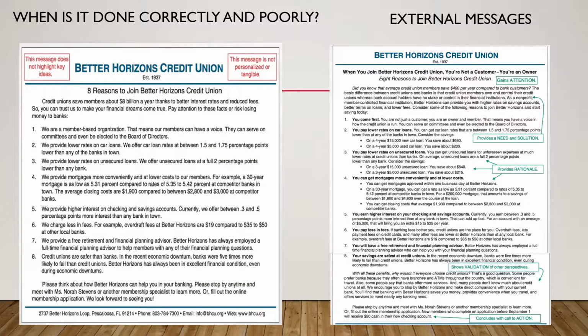This next slide consists of external messages. The example on the left is when it's done poorly, and the example on the right is when it's done correctly. In the example to the left, Mark includes all the components of persuasive messages, except for a show of appreciation and call to action. It also has a we voice, which makes it seem as if the focus was more on themselves rather than the potential customer. Lastly, it does not provide tangible benefits.